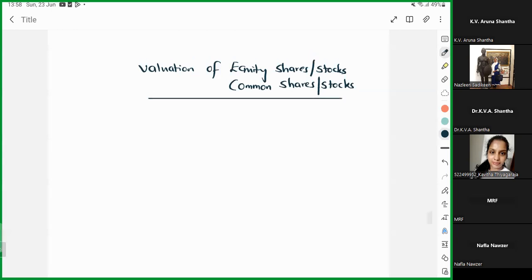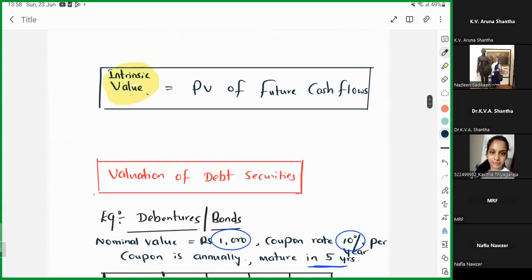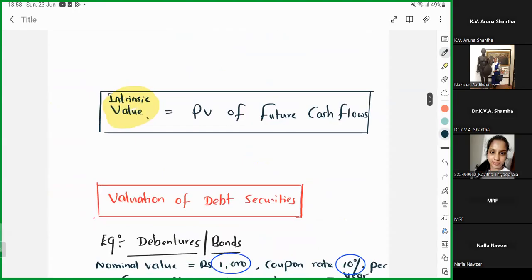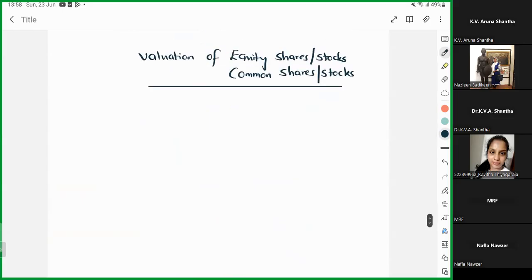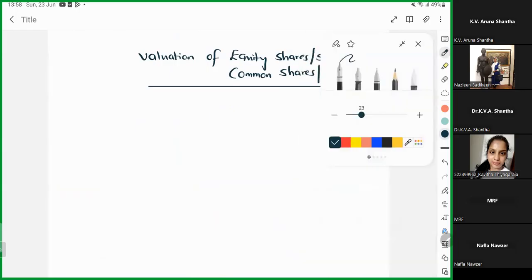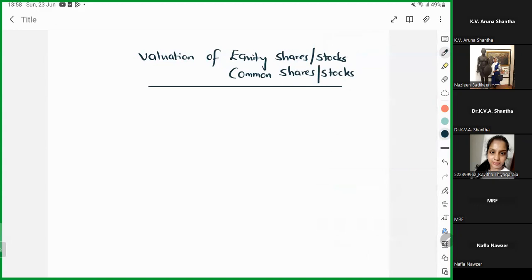Now here also we can apply this model. What is the model? Value per share, or intrinsic value, equals present value of future cash flows. Now let's say, for example, you are considering investment in AB company equity shares.